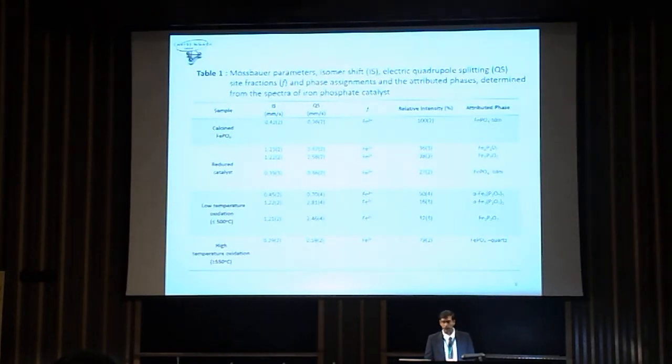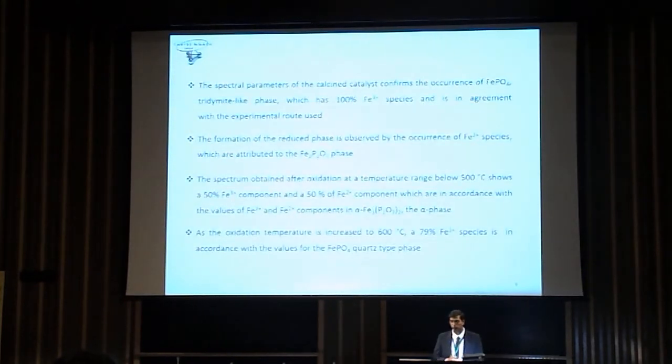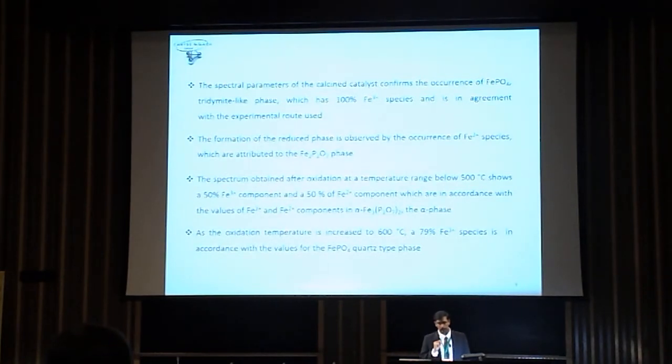So what we can conclude is that the spectral parameters of the calcined catalyst show 100% Fe3+ species, and after the reduction it is reduced to the Fe2+ species, that is the iron pyrophosphate. And after the reoxidation, only about 50% is in the Fe3+ component, and still an Fe2+ component is present in the low temperature oxidation. But in the high temperature oxidation, above 600 degrees, the major fraction, 79%, is the Fe3+ phases.